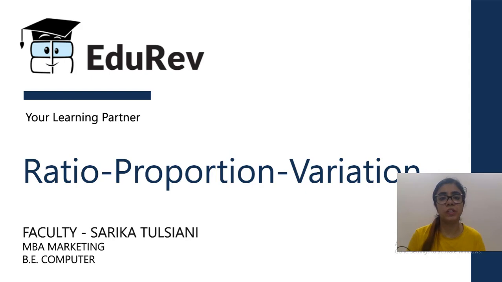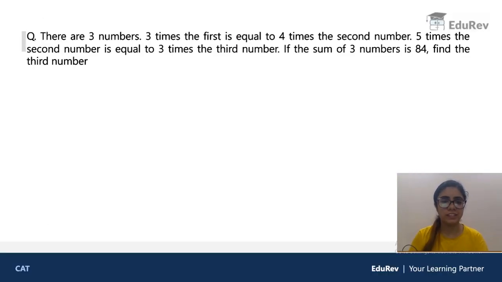Today we are going to solve a few more questions of ratio proportion variation which are CAT level and some of the CAT questions as well. So let's start with the first question. Let's see what does it say.